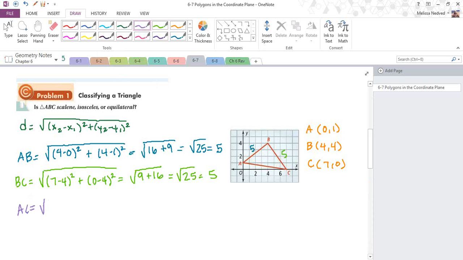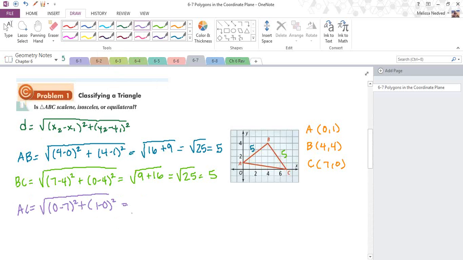So A and C, I'm going to use 0 and 7 for my x's and 1 and 0 for my y's. So I've got 0 minus 7 squared plus 0 minus 1 squared. Oh, that should be 1 minus 0. It would work either way, but let's be consistent. So 1 minus 0 squared. And the square root of all of that.